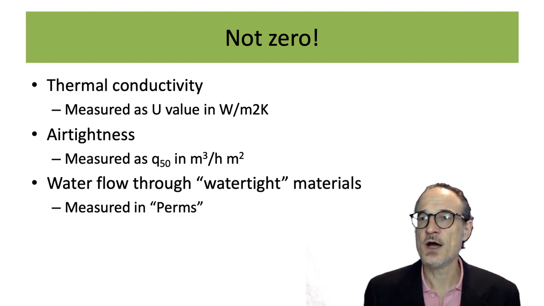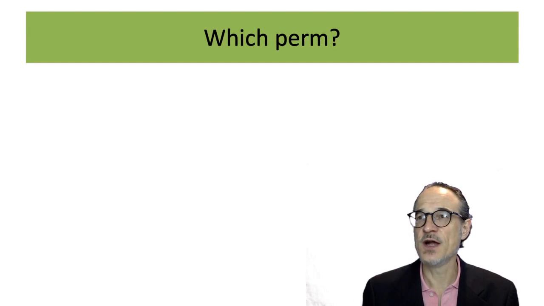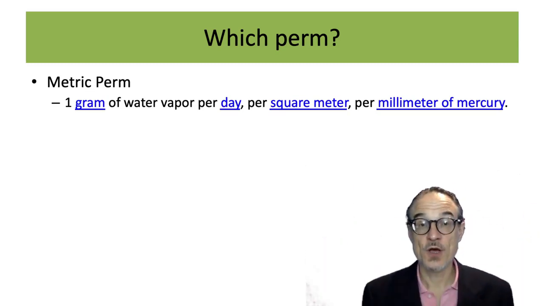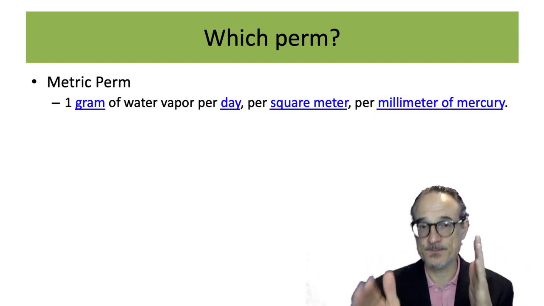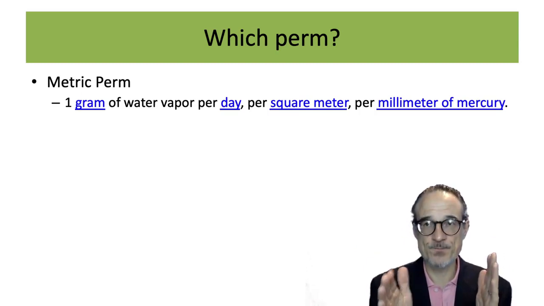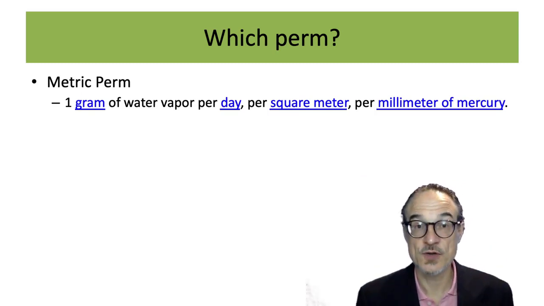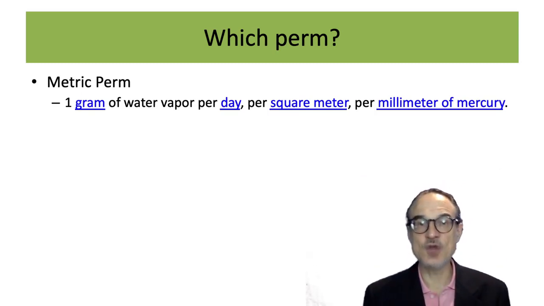The measurement for water tightness, or for the vapour permeance, is usually a perm. And the metric perm is a gram of water vapour per day, per square metre, per millimetre of mercury. So that's a pressure difference in vapour pressure between inside and outside. And if there's more vapour pressure difference, more moisture will go through. This is not a lot.